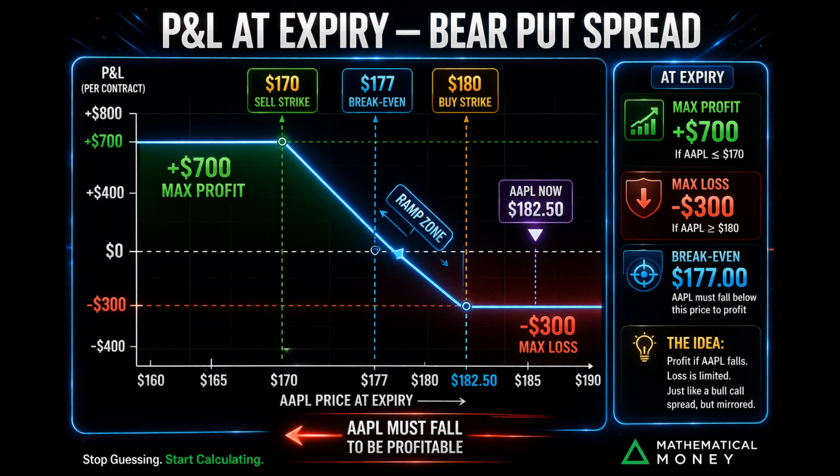Break-even at expiry, $177. Apple must close below 177 for the trade to be profitable at expiry. Any close below 177 and above 170 produces a partial profit between $0 and $700.